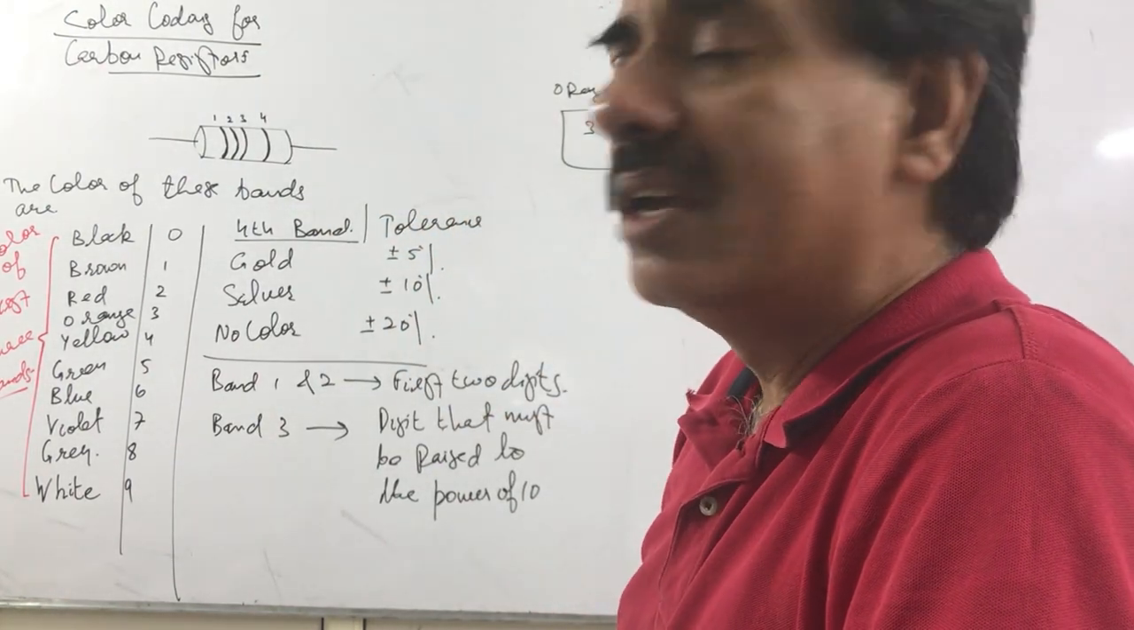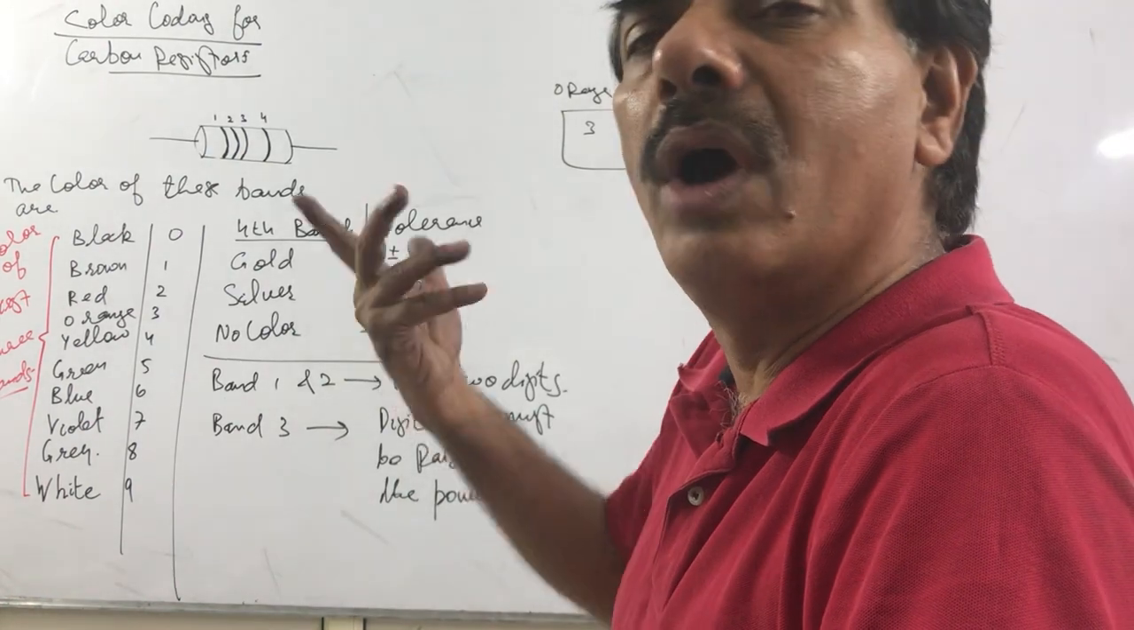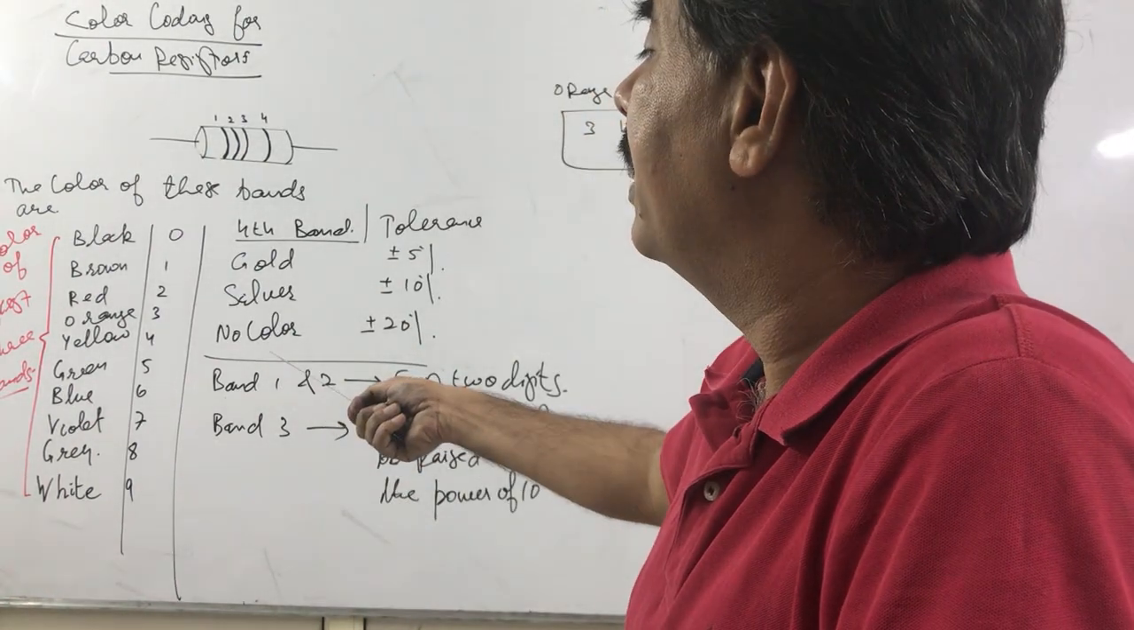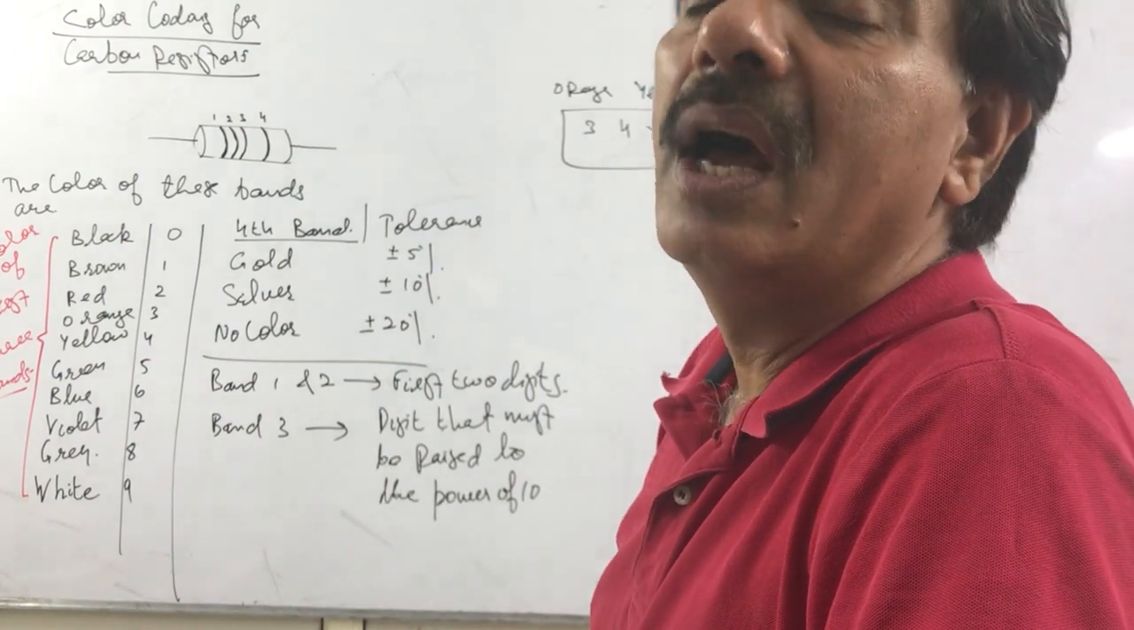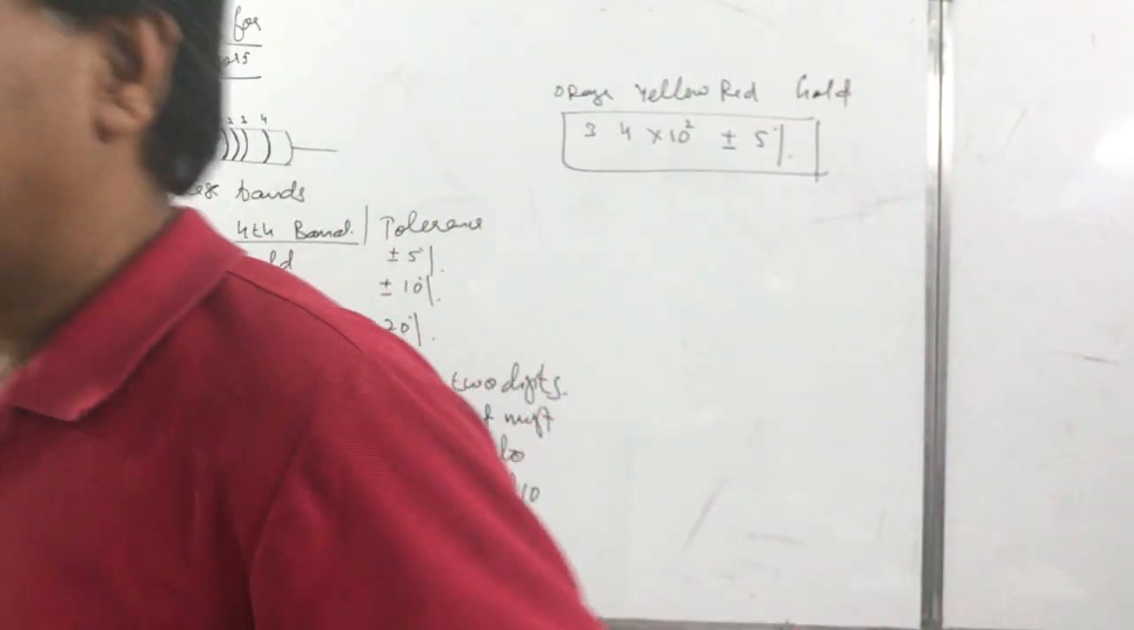The first, second and third are all green and the 4th is no color. It means 55 into 10 raised to the power 5 plus minus 20%. I hope you've got it.